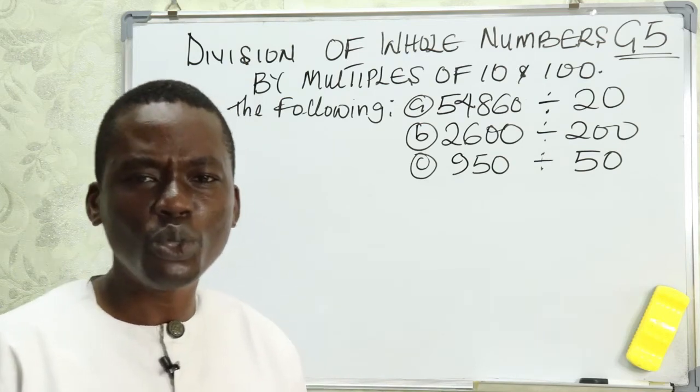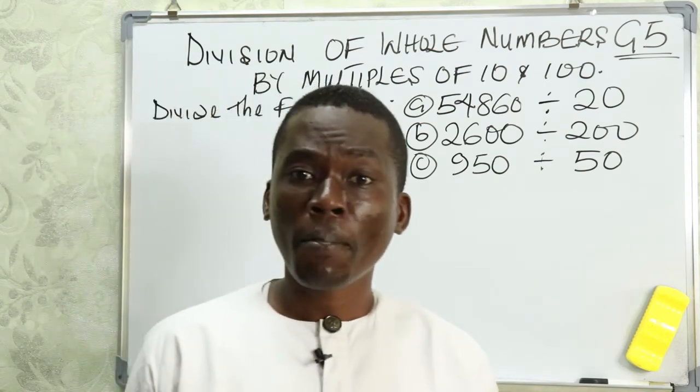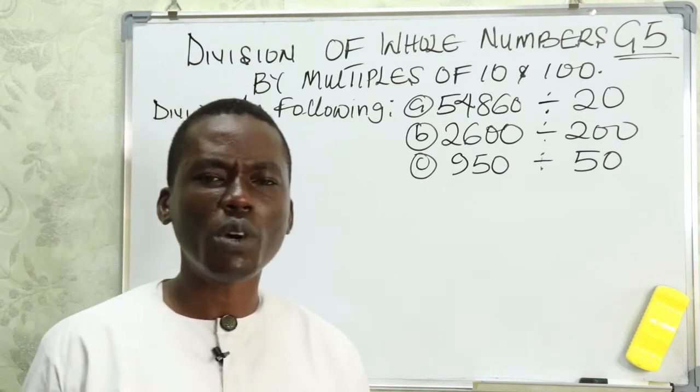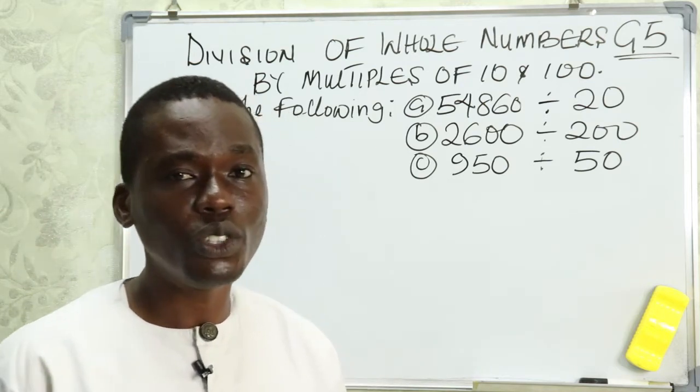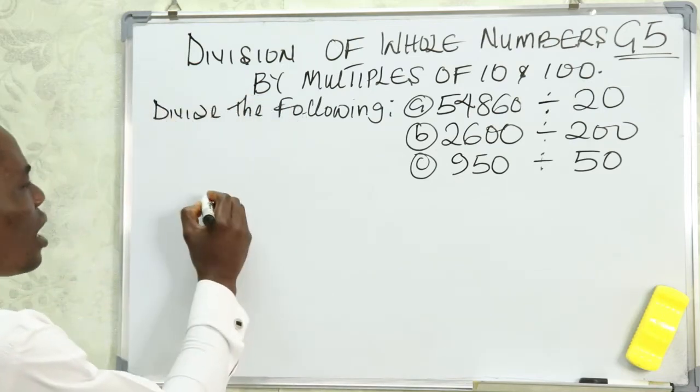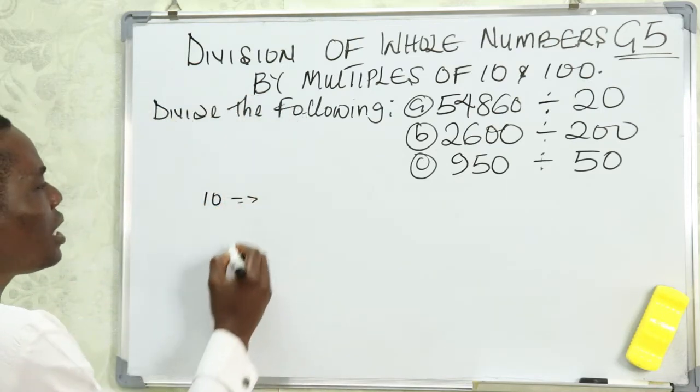What are multiples of 10 and 100? Multiples of 10 and 100 are numbers you get when you multiply 10 or 100 with numbers from 1 to infinity. Now assume I have 10 and I multiply 10 by 1.